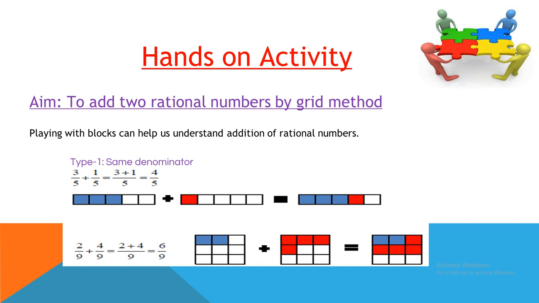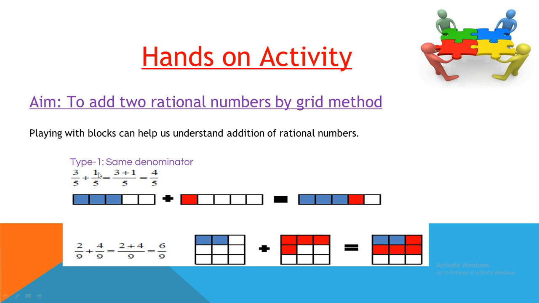Let's do one simple activity. So you have to add two rational numbers by the grid method. For this, what you will do, you will take a graph paper or a dot paper, square dot paper, and you will draw these strips. Okay, playing with blocks can help to understand addition of rational numbers.